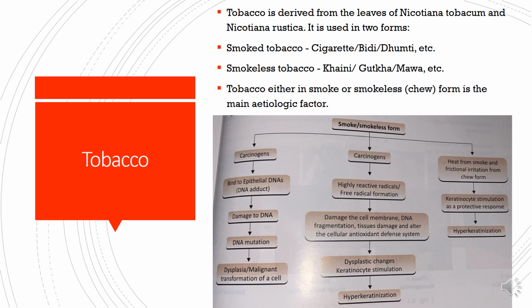First, the carcinogens may bind to epithelial DNA, damage the DNA, and cause DNA mutation, which may lead to dysplasia or malignant transformation of a cell.